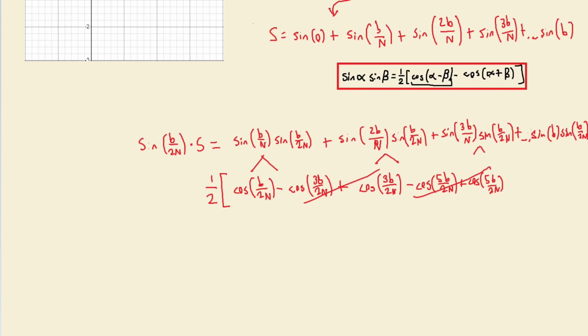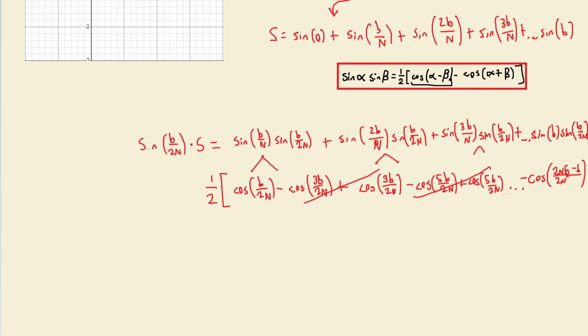And the only thing we're going to be left with is this negative cosine of alpha plus beta, but for this last term here. And so what would that equal? Well, we would have a bunch of terms that cancel in the middle here, and then we would have minus cosine of b plus b over 2n. You would have to multiply b by 2n over 2n. We would get 2nb over 2n minus b over 2n. So it's just going to be minus b here.